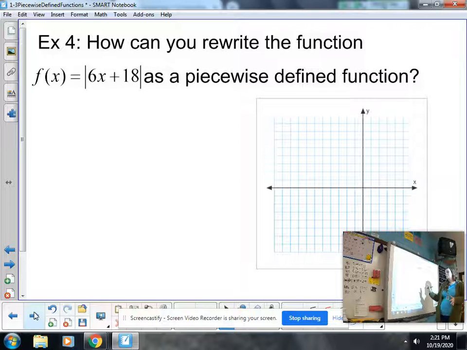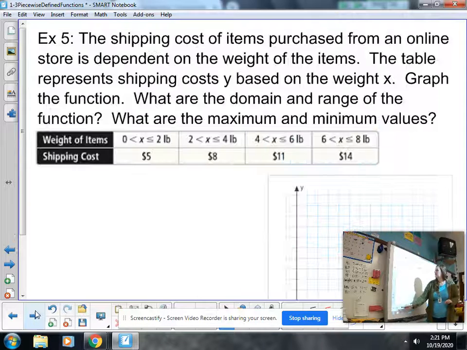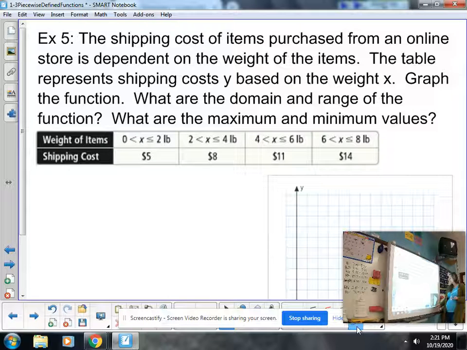We're going to skip this one, not something I want to focus on at this time. I do want to go on to this one though. This is a real-world example of where you might see a piecewise function.